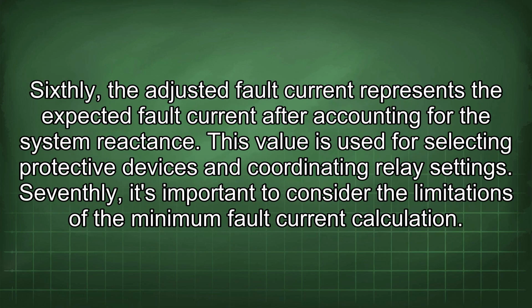Sixthly, the adjusted fault current represents the expected fault current after accounting for the system reactance. This value is used for selecting protective devices and coordinating relay settings. Seventhly, it's important to consider the limitations of the minimum fault current calculation.